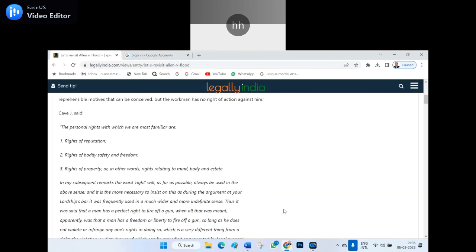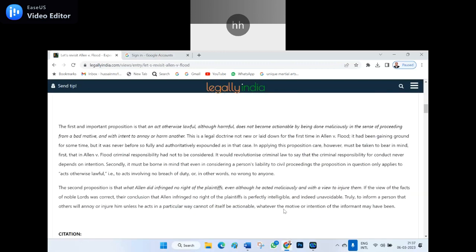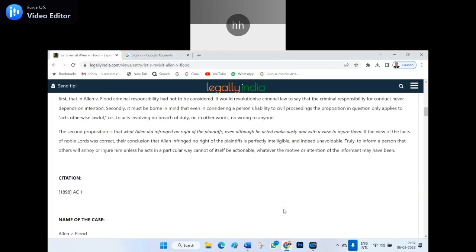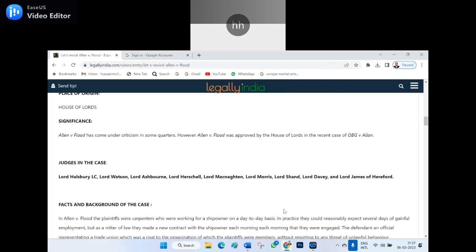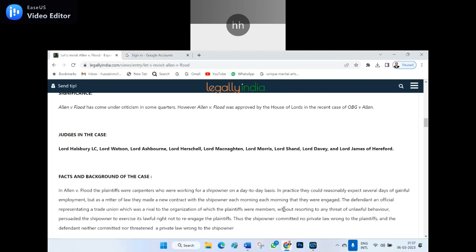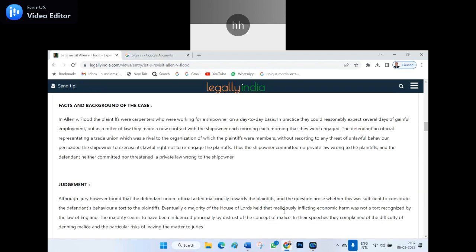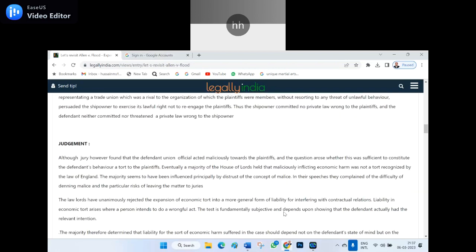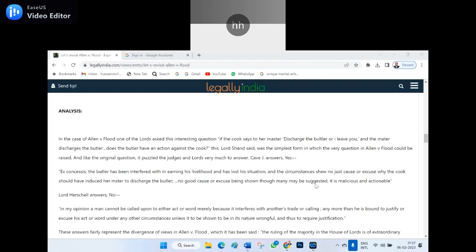Right to reputation, right of bodily safety and freedom. And I want to know what supporting case laws are there. Citations, Allen versus Flood, name of the case law, judges in the case, Lord Halsbury, LC, Lord Watson, and background of the case. Generally, I will give the judgment. When you give the judgment, we would like to see what supporting case laws are there. That is very important. But in my earlier classes, I told you what the supporting case laws are.